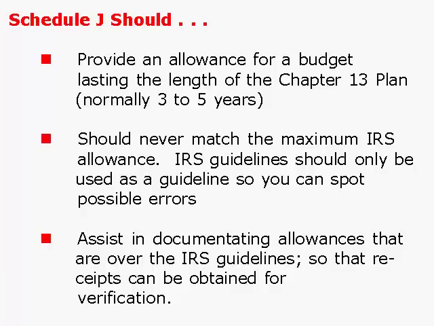Next, you should never match the maximum IRS allowance. IRS guidelines should only be used as a guideline so that you can spot possible errors. I knew an attorney in California one time that would just take the maximum allowances and put them on all of his Schedule J's. Of course, this is going to throw a flag up to the court. It's going to cause objections because it's not an accurate reflection. Every single petition is unique.